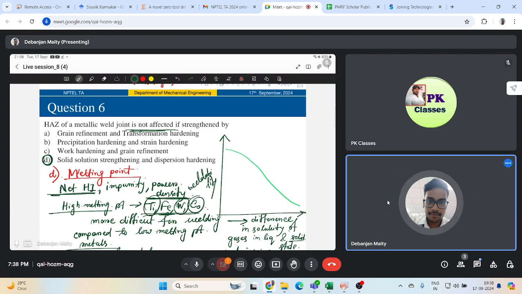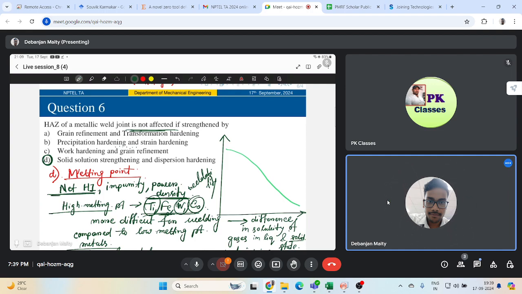Basically, why will the heat affected zone be affected? Because of those thermal cycles. Your heat affected zone will experience rapid heating and cooling. That will alter your microstructure, and potentially you will come to some other strengthening mechanisms, right? So in the heat affected zone, the most common strengthening mechanisms are precipitation hardening and strain hardening. That is the common mechanism happening in the heat affected zone. Okay. Now, what is dispersion strengthening?